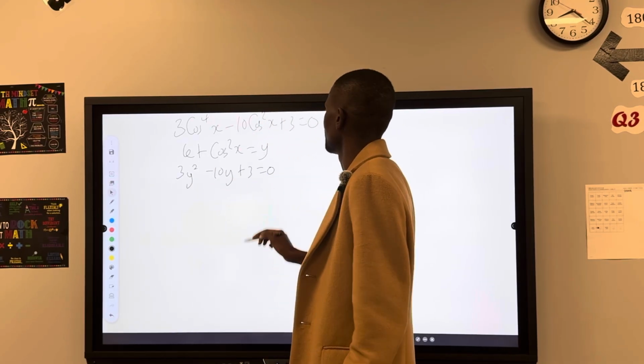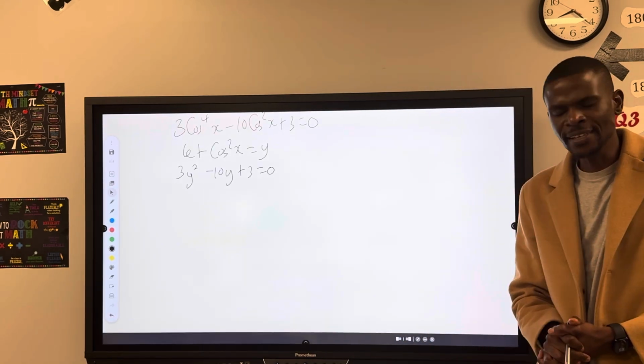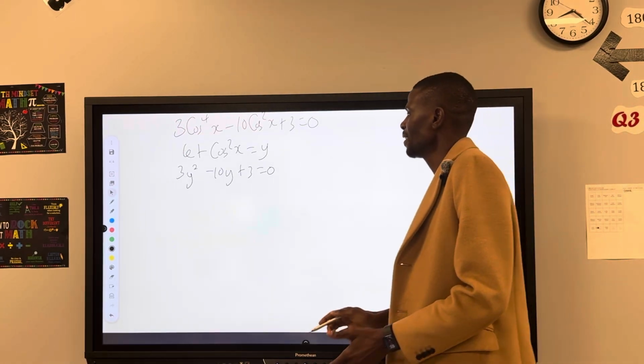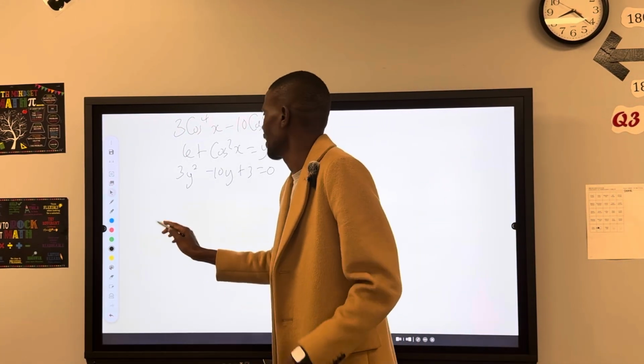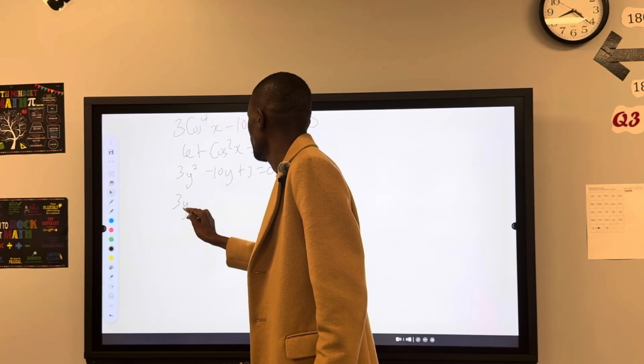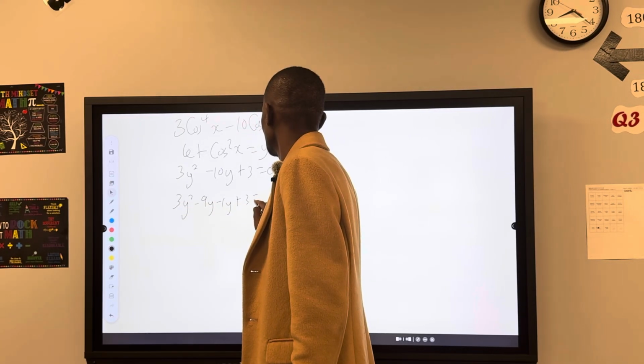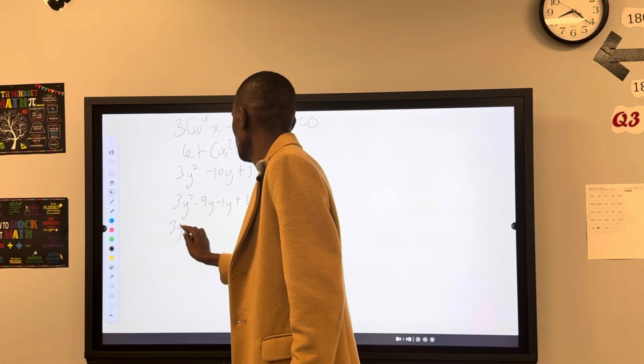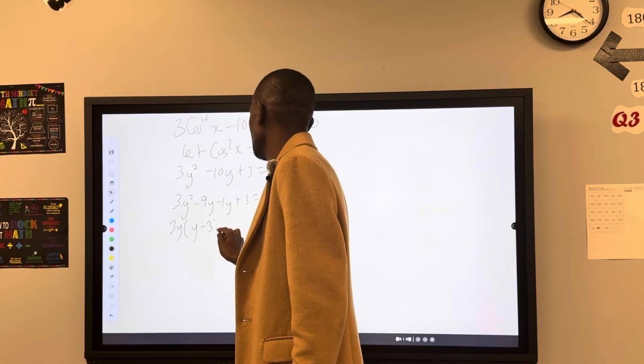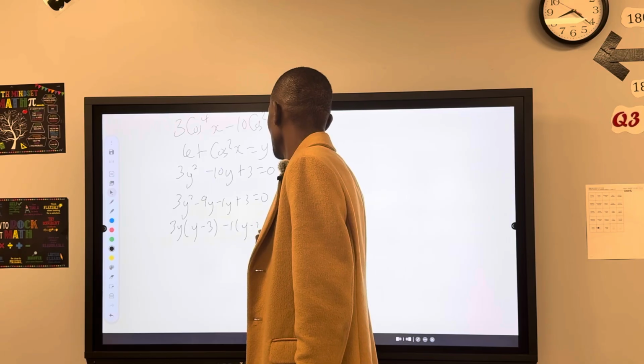We have a quadratic in y. So we want factors of 9 that sum to negative 10. So it's going to be negative 9 and negative 1. So it's 3y squared minus 9y minus 1y plus 3 equal to 0. So here's 3y(y minus 3) minus 1(y minus 3).